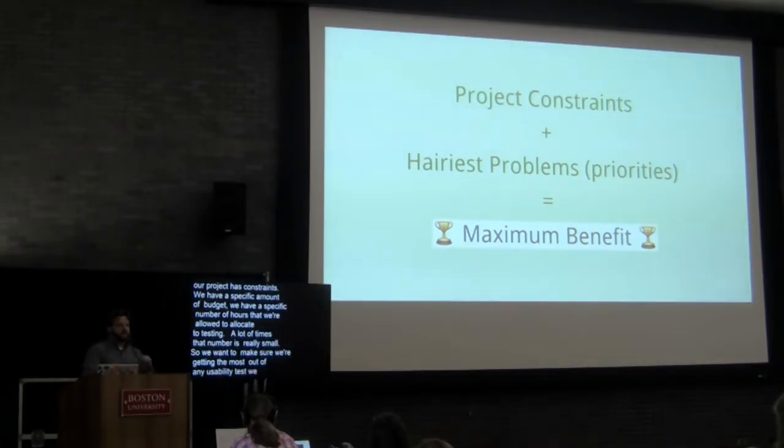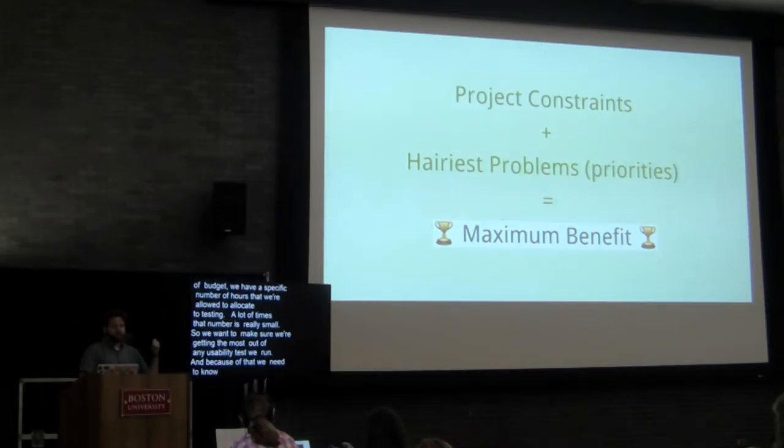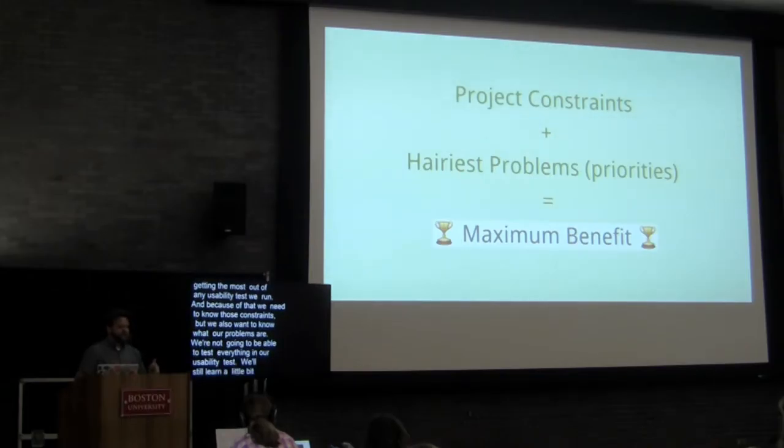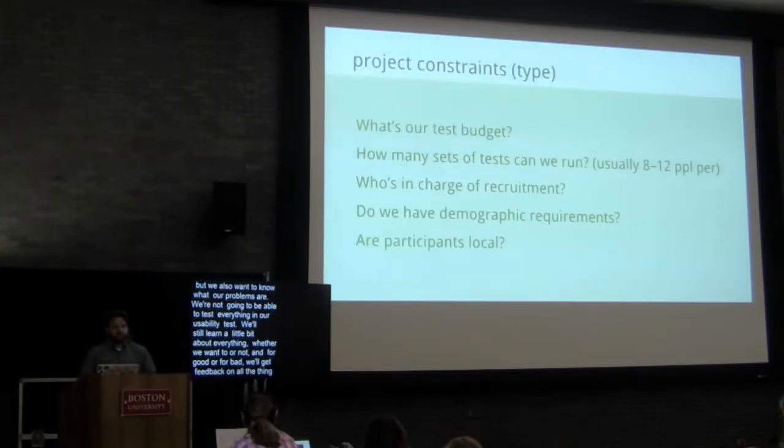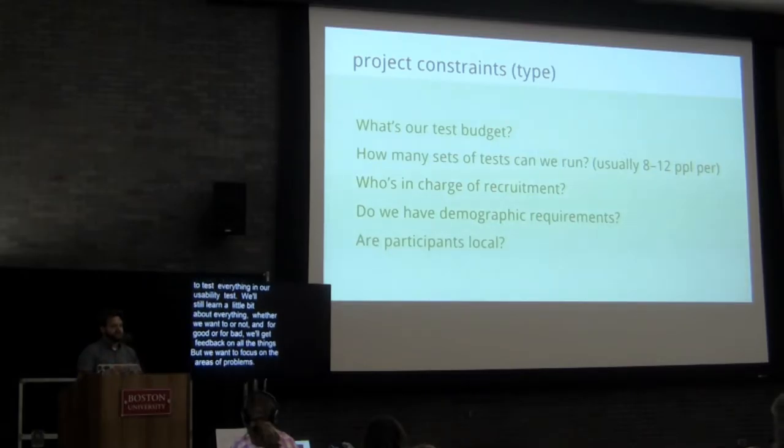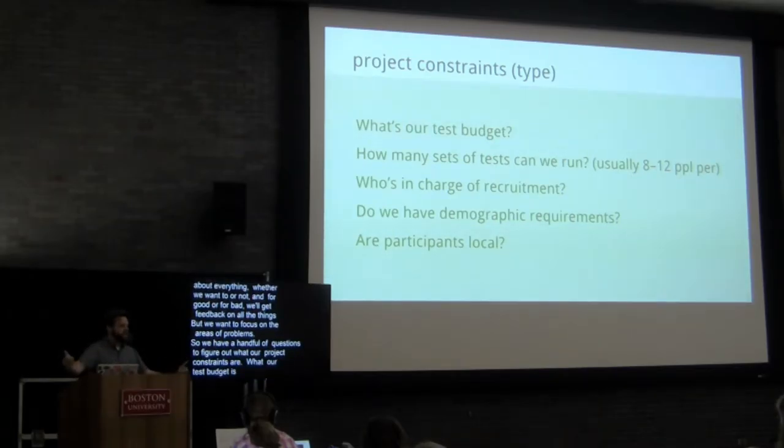And because of that, we need to know those constraints, but we also want to know what our areas of problems are. We're not going to be able to test everything in our usability test. Now, we'll still learn a little bit about everything, whether we want to or not, and for good and for bad, we'll get feedback on all the things. But we want to make sure we're focusing on those areas of problems. So we have a handful of questions to figure out what our project constraints are. We want to know what our test budget is. We want to know how many sets of tests can we run throughout the life of a project.